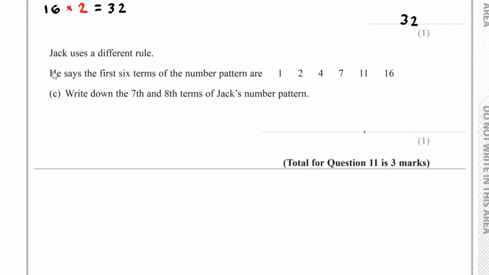Jack uses a different rule. He says the first 6 terms of the number pattern are 1, 2, 4, 7, 11, 16. What we have to do is write down the 7th and 8th term. Well, here we are adding 1, then we add 2, then we add 3, then we add 4, then we add 5, then we add 6 to get 22, and then we would add 7 to get 29. So our next terms, we've got 22, 29.